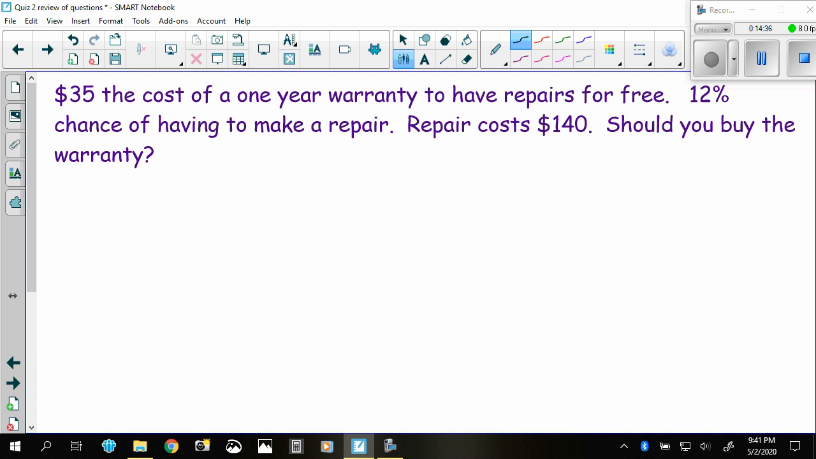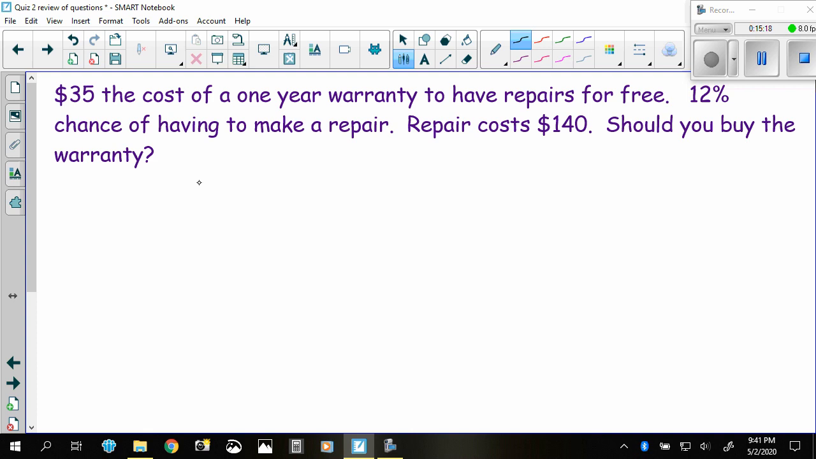Okay, $35 is the cost of 1 year warranty to have repairs for free. 12% chance of making a repair with a cost of $140. So it's asking you if you should buy the warranty. Well, first off, just remember, if you're in a math class and you don't have to do math to get an answer on a multiple choice test, it's probably wrong. So 2 of the questions were pretty obvious. You're not going to base it on, oh, you should always buy it, or no, you should never pay for something that you should get for free, whatever. Those are pretty obvious. So it was either a yes, because the $140 was more than the 35, but there you're not doing any math.